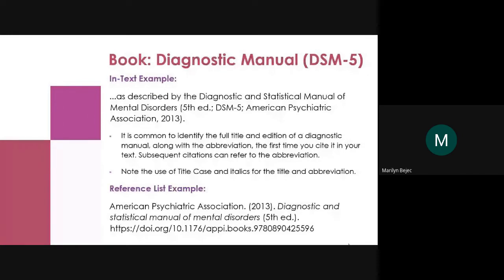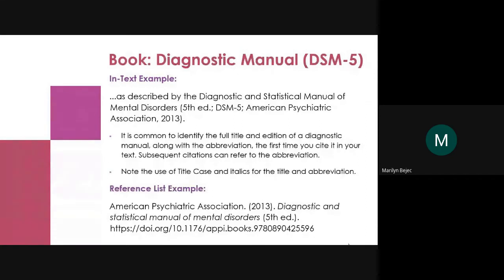Book with diagnostic manual. So in text, you have here the title of the direct quotation, and then you have the publisher, the manual's number, and then the year of publication. It is common to identify the full title and edition of the diagnostic manual along with the abbreviation the first time you cite it in your text. Subsequent citations can refer to the abbreviation.